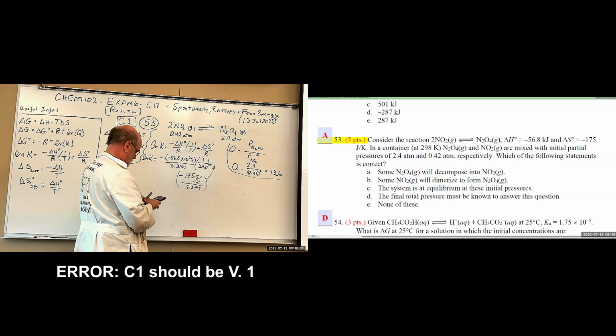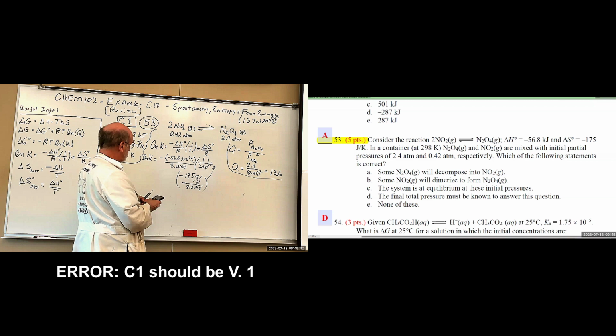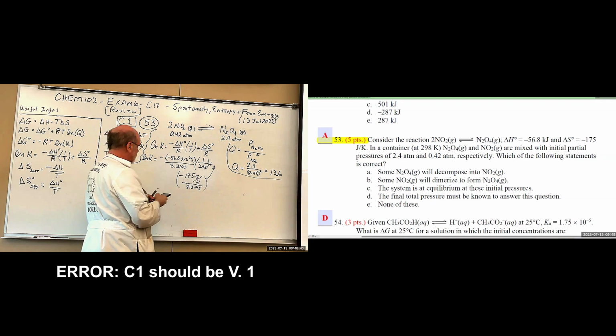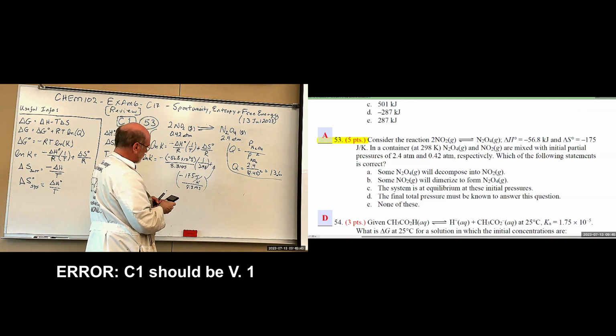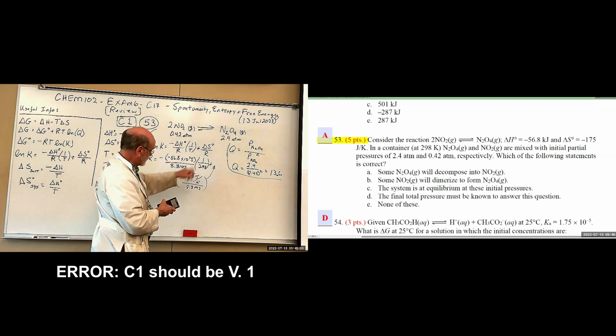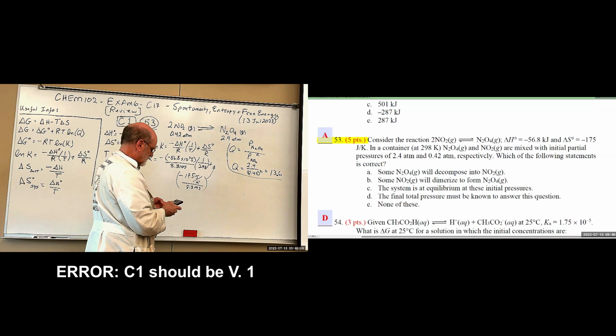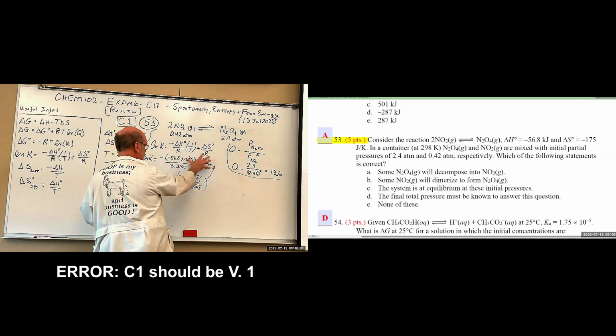56 exponent 3. Let's see, let me back up. 56, change the sign. Oh no, that's a negative times a negative is positive. So I can leave it alone. Okay. Enter. 8.3145 divided into that, and then divide this into it also, 298. So that's 22.6 for this term.